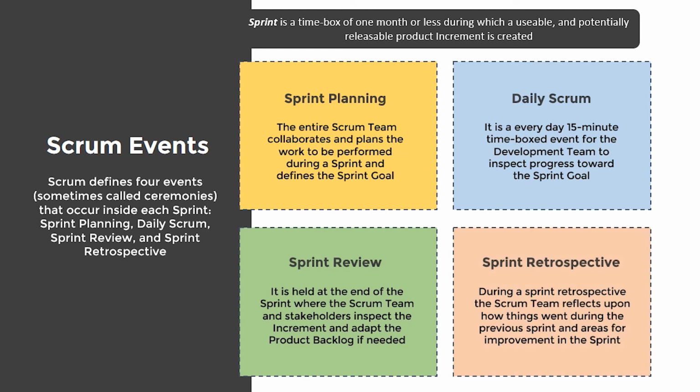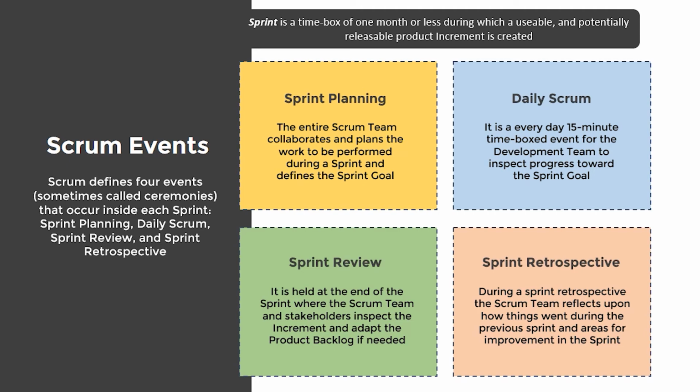Sprint retrospective. During the sprint retrospective, the team reflects upon how things went during the previous sprint and identifies adjustments and improvements they could make going forward. The sprint retrospective occurs after the sprint review and prior to the next sprint planning. While sprint reviews focus on the product, sprint retrospectives focus on the process.